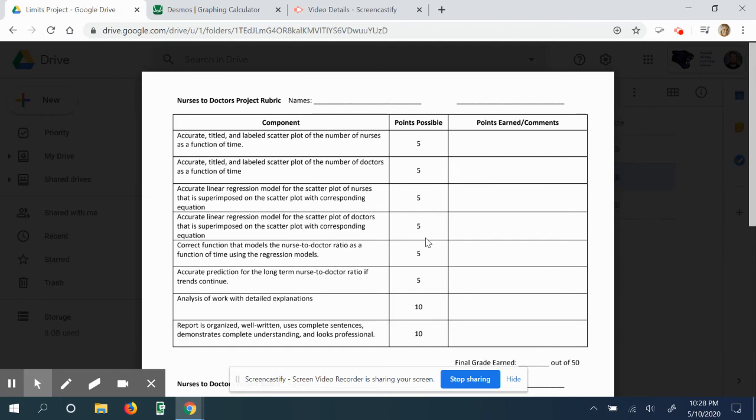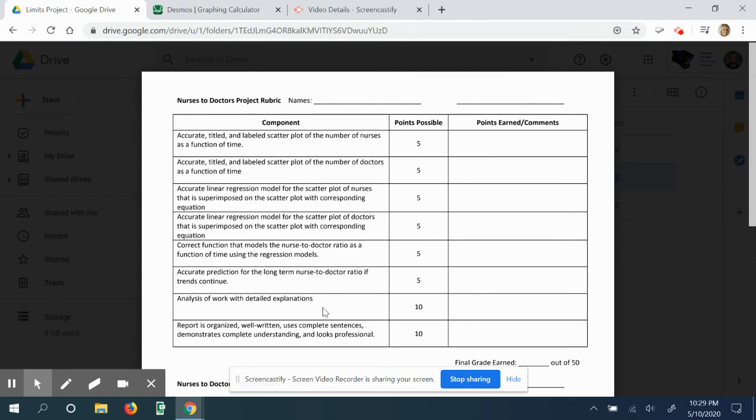A correct function that models the nurse to doctor ratio. Okay, so you've got to figure out your ratio. An accurate prediction of long term. So this is where your limit comes in. And so you basically say, as your limit approaches infinity, what does it get to?